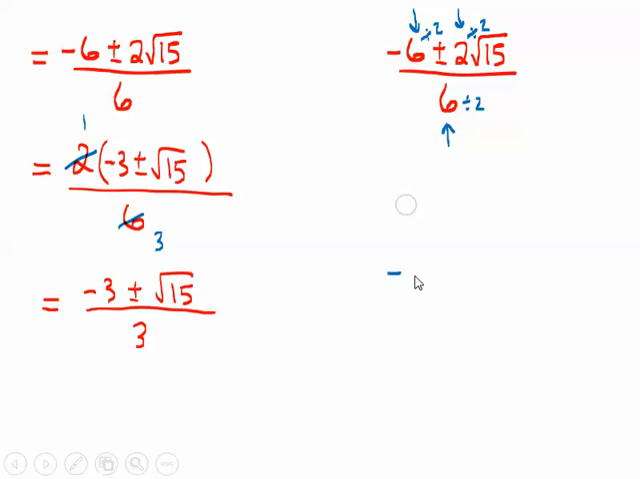Negative 6 divided by 2 is a negative 3, plus or minus. 2 divided by 2 is a 1, and we don't put 1s in front of square roots. 6 divided by 2 is 3, and do I get the same answer? Yeah, okay, so the mathematically proper way, and a little quicker way to do it.